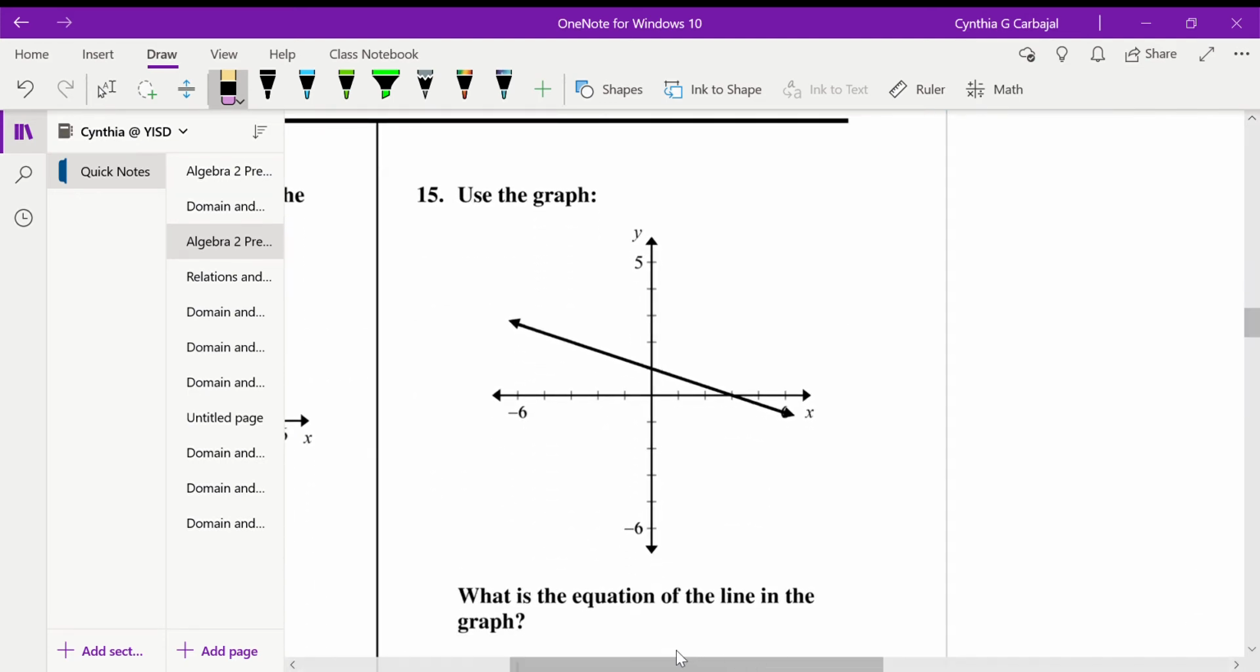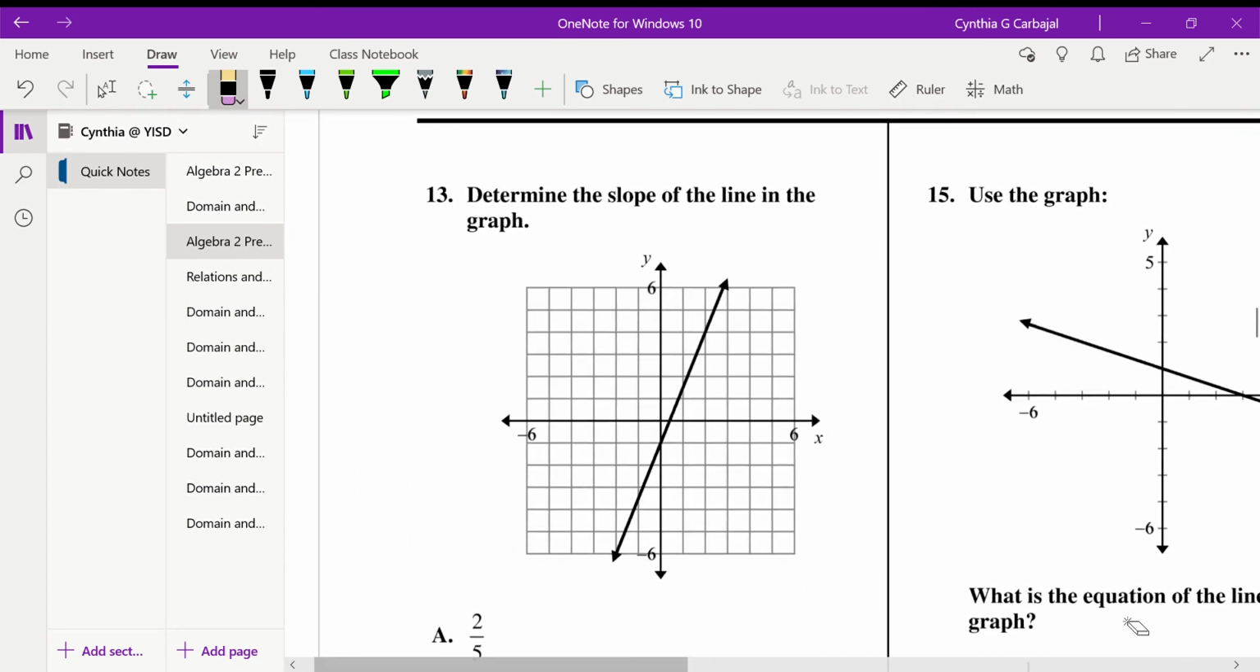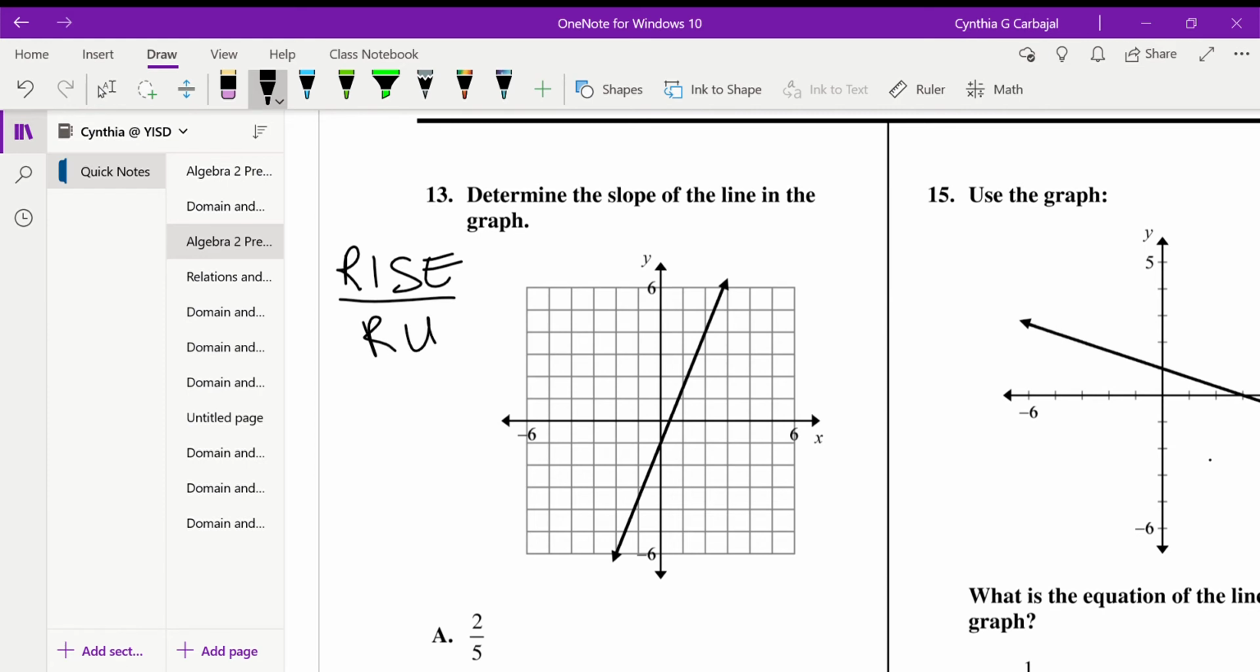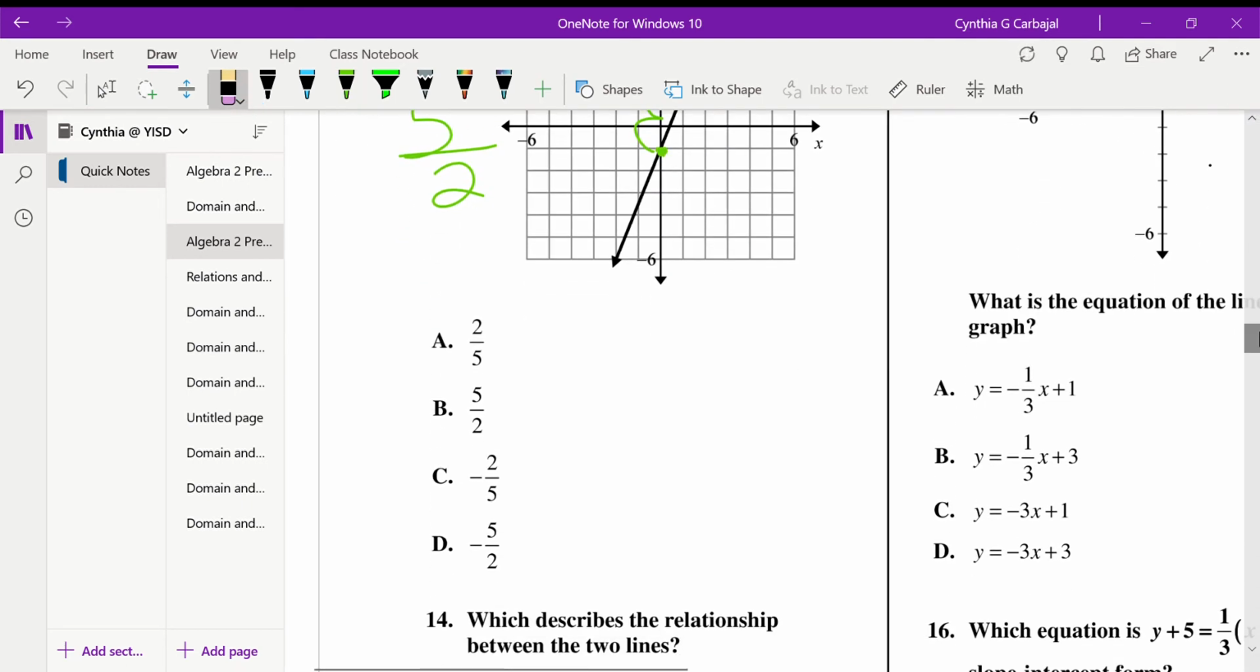Okay, number 13. Number 13 is asking us for slope. So if you remember, slope is rise over run. It helps us if we pick 2 points on the graph where it crosses right at a coordinate point. So here's one and here's another. Then you count how many we rose, and that was 5. And how many did we run? It's always how many we go to the right. Well, that's 2. So our answer is 5 over 2.